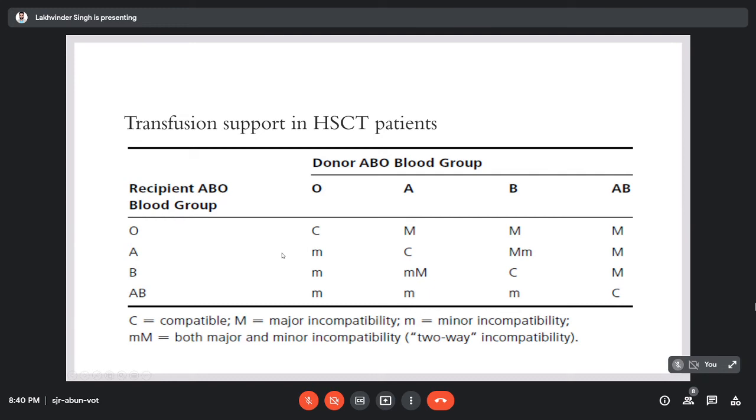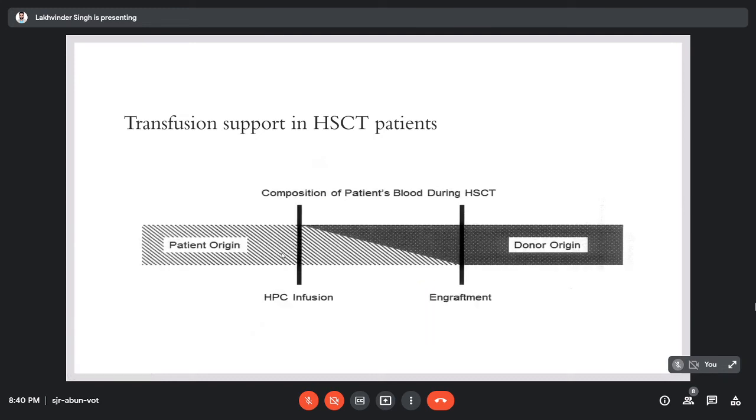Why have I taken this separately? Because when we do the transplant, you can see these lines. Here we have the HPC infusion, stem cell infusion. Before that, in the patient, we have the red cells and the antibodies of the patient origin. If the patient is group A, then the antigen would be A and the antibody would be anti-B. After the HPC transfusion, after a few days, there will be a mixed population of cells, and the antibody would also be mixed. So there would be ABO discrepancy.